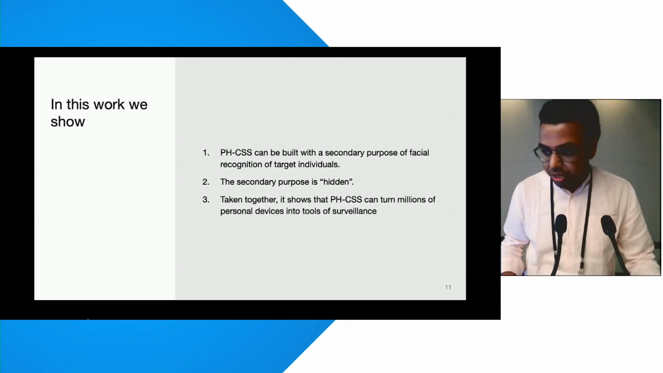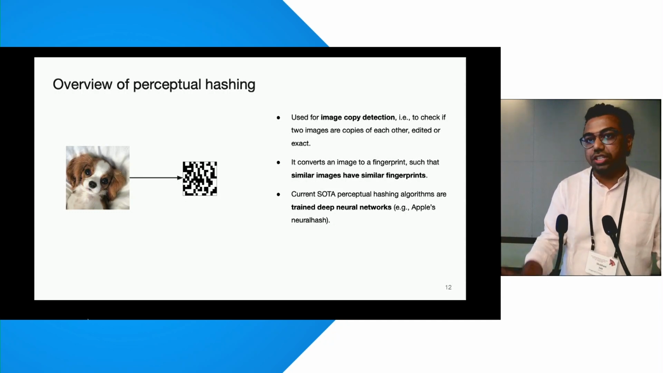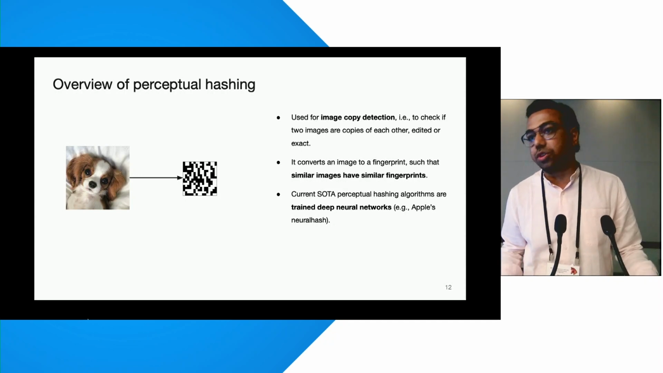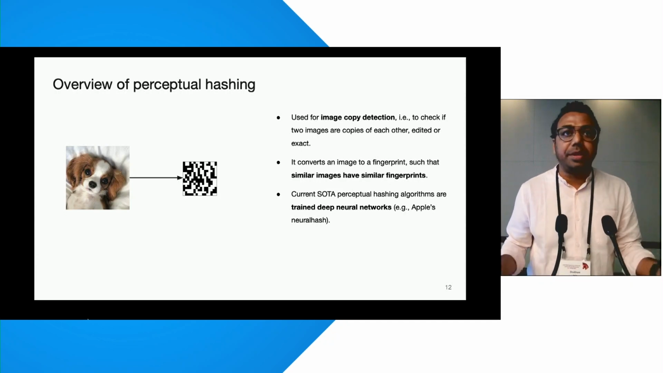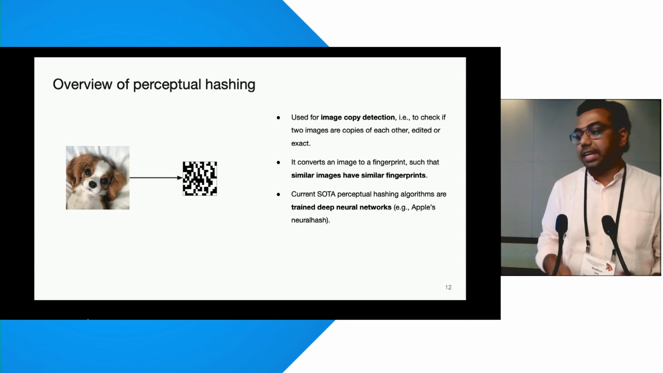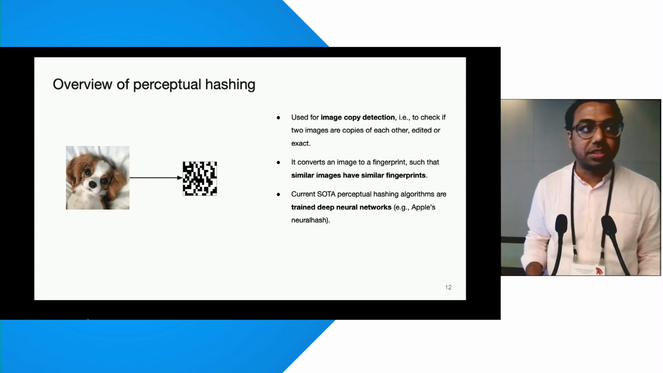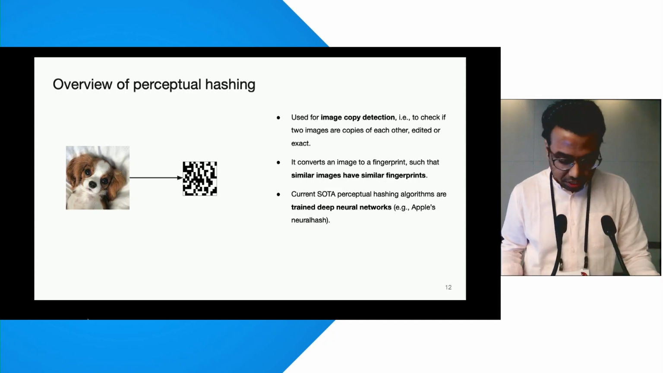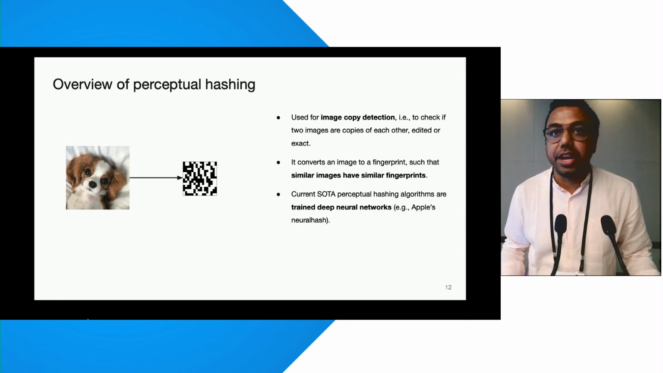To understand our contribution, let's first understand what perceptual hashing is and how it works. This is a technology that has been used for a decade and more for image copy detection, that is, to check if two images are copies of each other. These copies could either be edited or exact duplicates. The way it works is that it converts an image to a fingerprint such that two similar images have similar fingerprints. Currently, state-of-the-art perceptual hashing algorithms are generally based on deep learning-based neural networks, for example, Apple's NeuralHash, which was proposed in 2021.